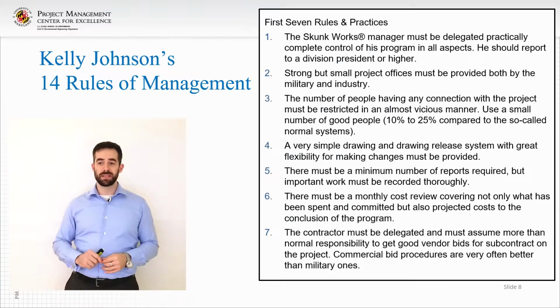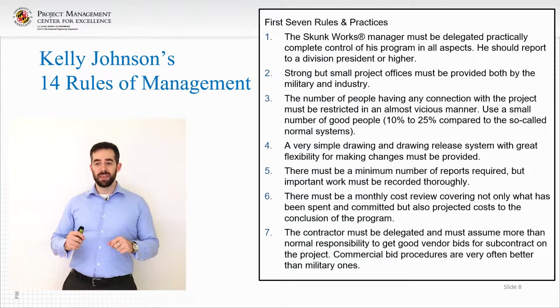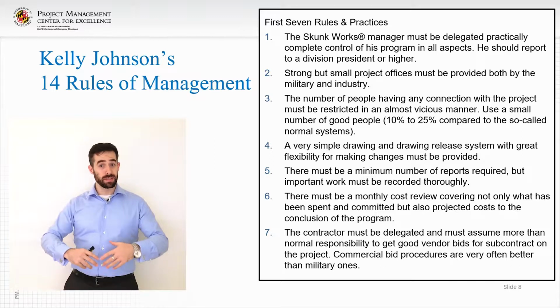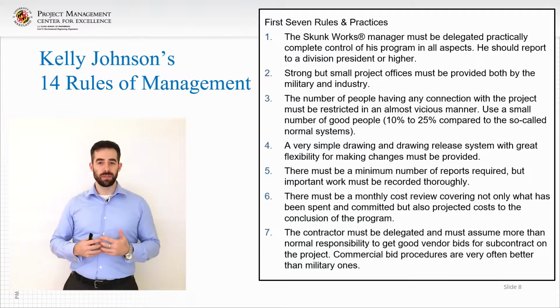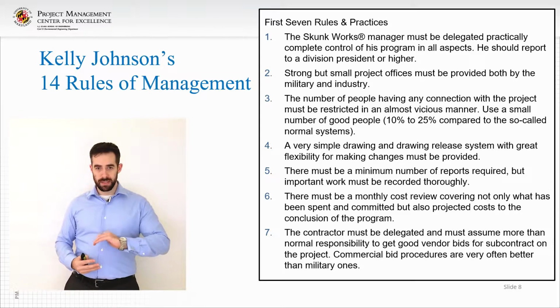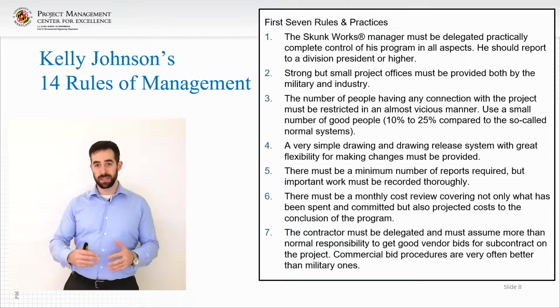The first one says that the Skunk Works manager must be given the complete practical control of their team. In other words, the team must be strong and it must be able to direct its own work, separate from the rest of the organization. They must report straight to the top. So this is the idea of having strong self-directed teams.